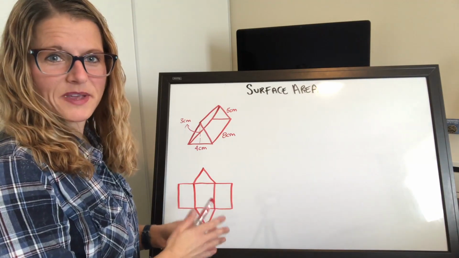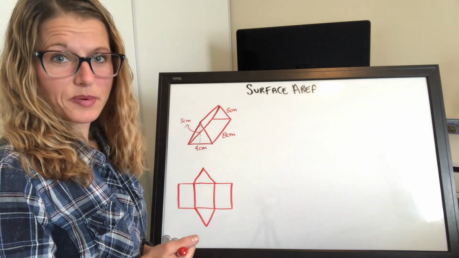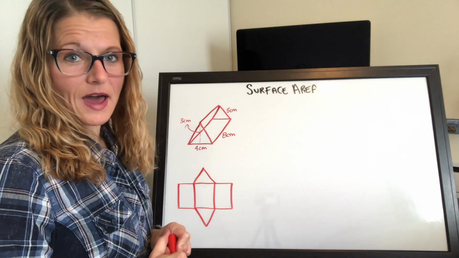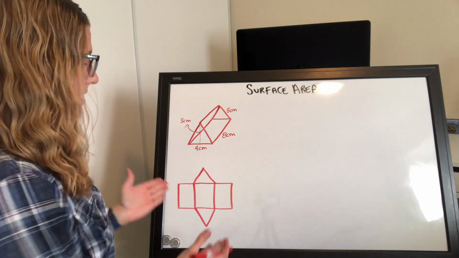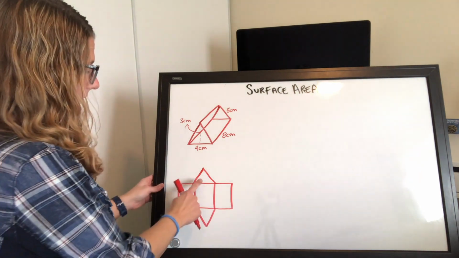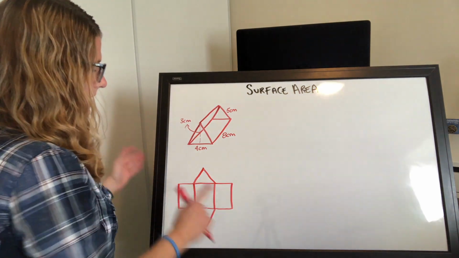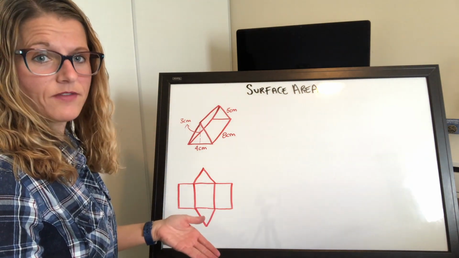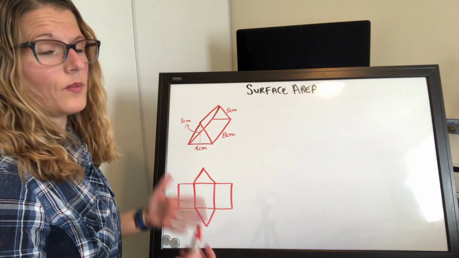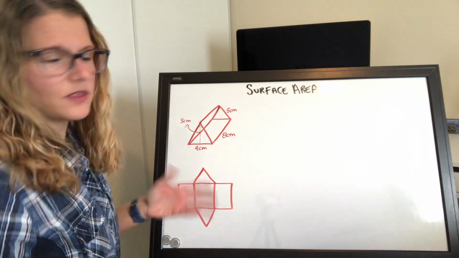Okay, we have another prism here, and it is a triangular prism. So how would we find the surface area of this triangular prism? Well, we have this net here, and it has 1, 2, 3, 4, 5 faces, and we need to find the surface area of all those faces. So let's start with the triangles because they're generally the hardest.